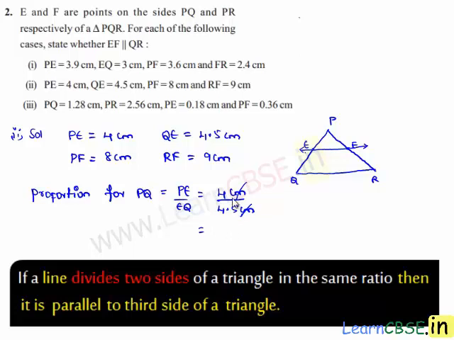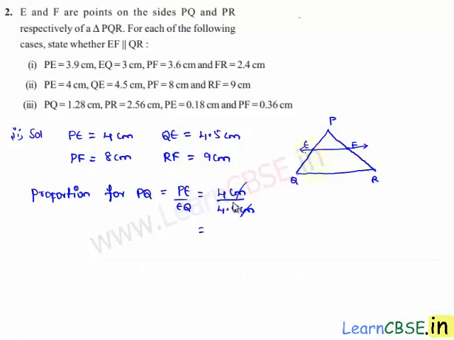And let us multiply numerator and denominator by 2 so that the proportion may be changed into simple form, that is 4 into 2 divided by 4.5 into 2, which is equal to 8 by 9.